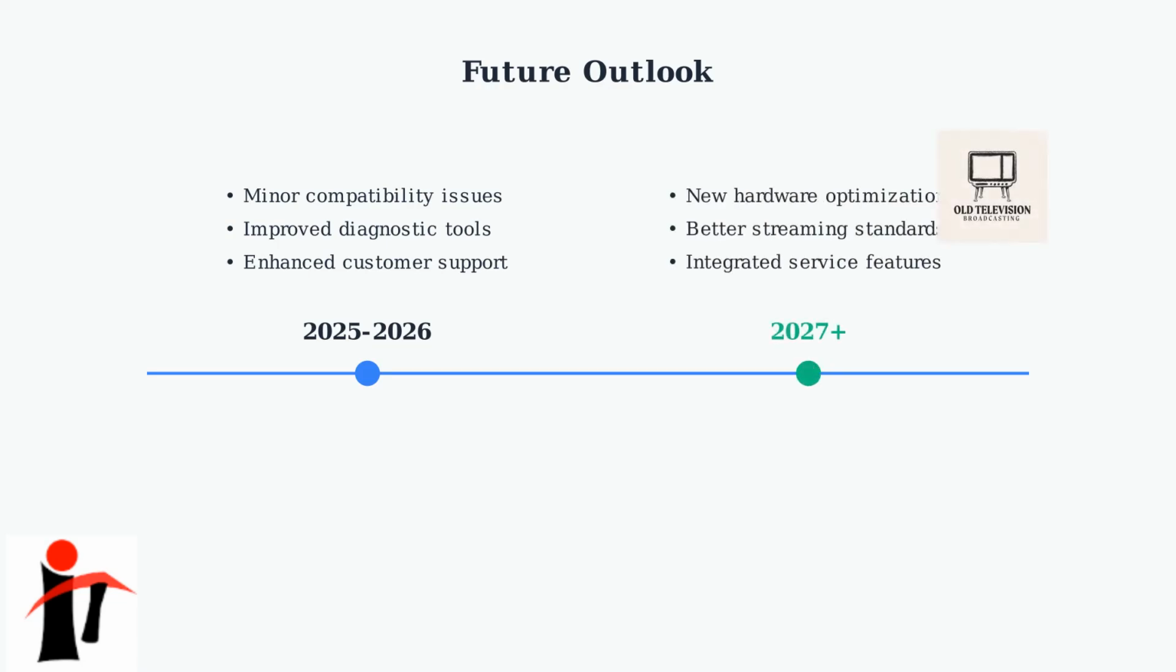Long-term, migration to newer EE box hardware with better Netflix optimization is expected. This will include more powerful processors, increased memory, and native support for the latest streaming standards. Enhanced integration between EE's customer support and Netflix technical teams will provide faster resolution times and more accurate troubleshooting guidance for users experiencing issues.